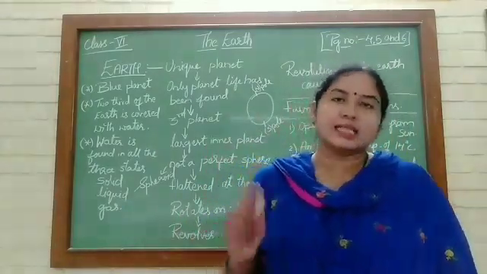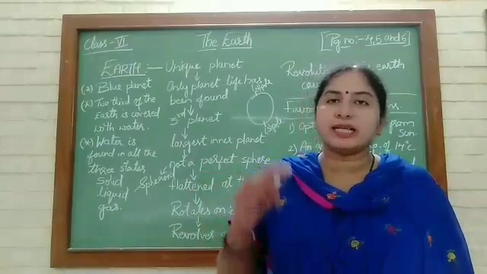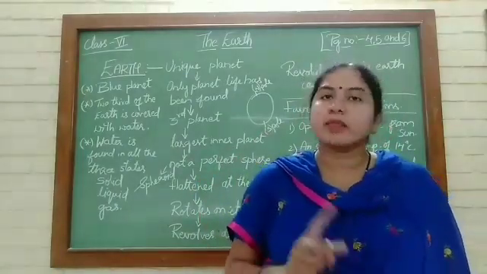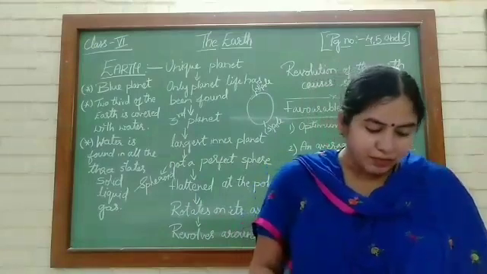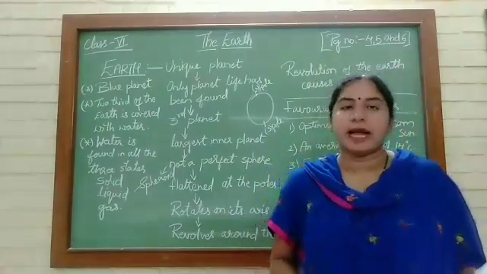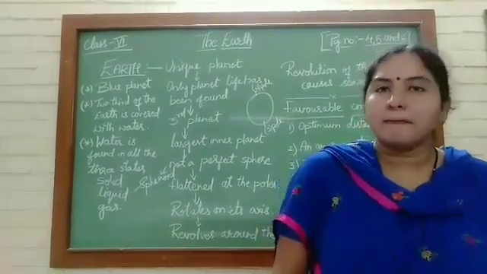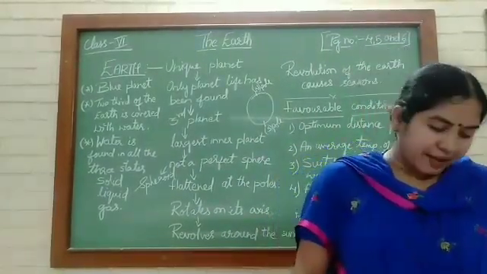Now the sun is an example of a star. Just now I told you that sun is also a star. In the previous class also I told you the same thing, that sun is a star. The earth is an example of a planet. Now we are discussing about the earth. Earth is a planet. We all know that earth is a planet.